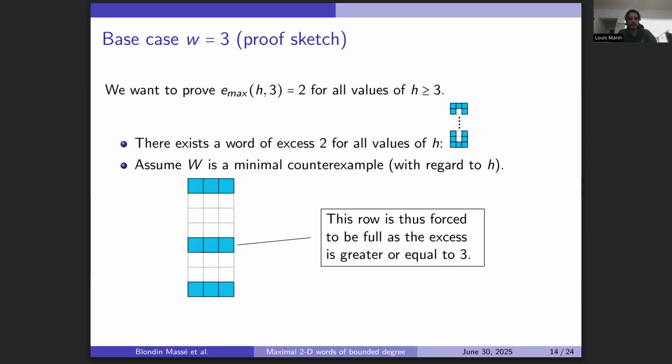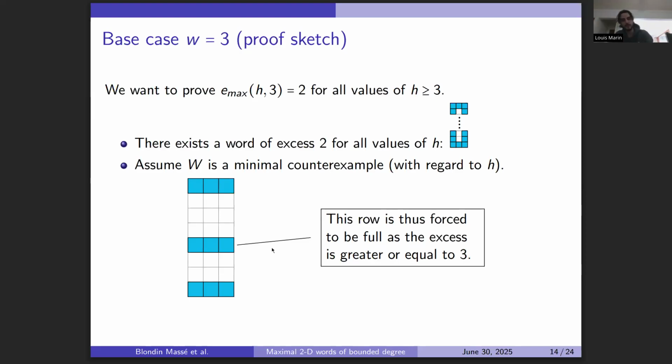So if this row would be negative, then the full word would have excess greater than... sorry. If this row would be less than, would not be full and would not be of excess 0, then it means that it would be of negative excess, which means that we would have a word of excess more than 3.